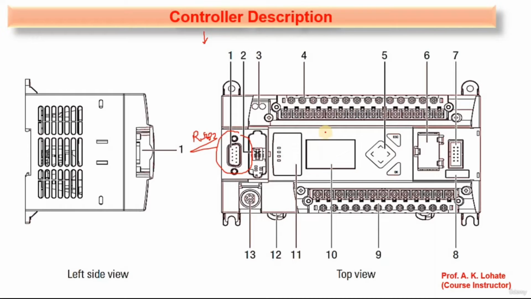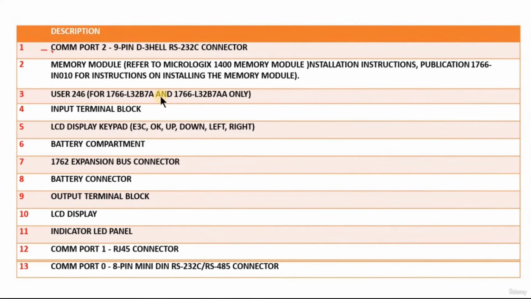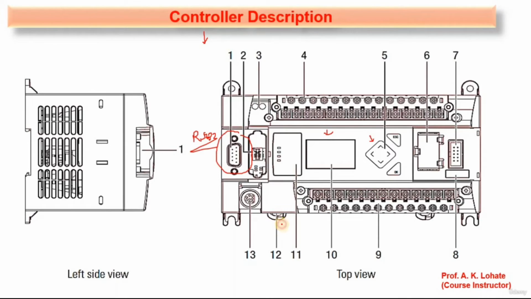Then accordingly, this is the display. Here some keys are given in order to access and set the IP address, right? Now some other components and names are also given here. So for that, here you can check. I'm going to share this PPT with you so that you can study it properly. Now here the battery compartment, the LCD display, and the COM port are also given. See, 12 and 13 numbers.